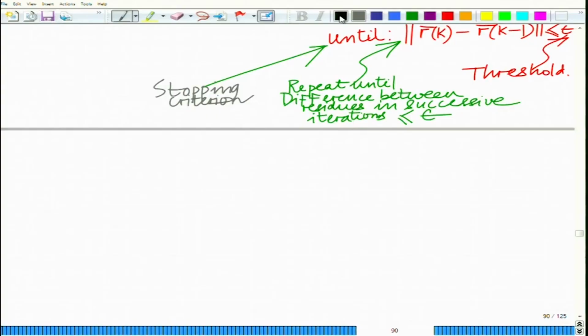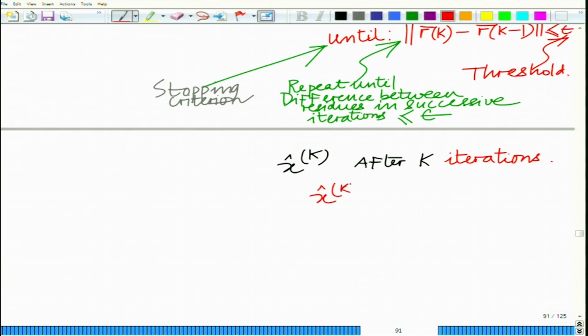And now, after the stopping criterion, let us say you stop after k iterations. So, after k iterations you have x hat k, which means you have basically obtained a fairly good estimate, an approximation to y bar, and the residue is not decreasing any further. After k iterations, let us say you have x hat k.